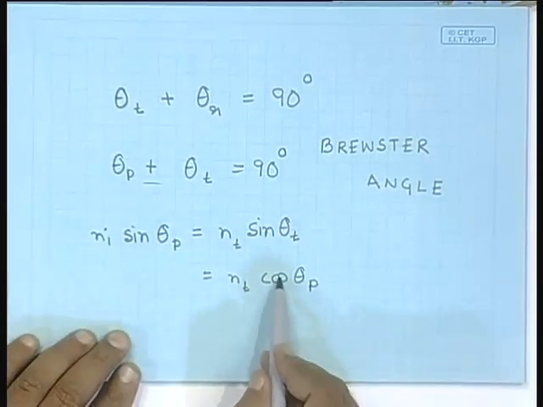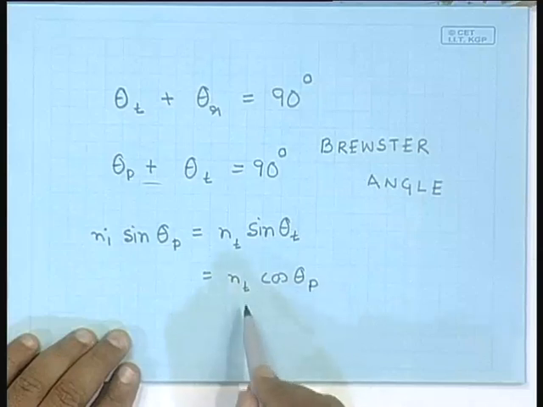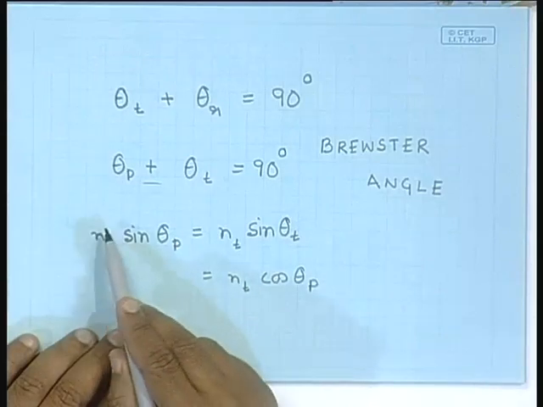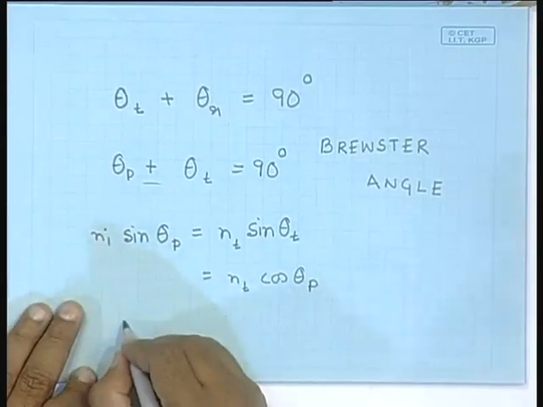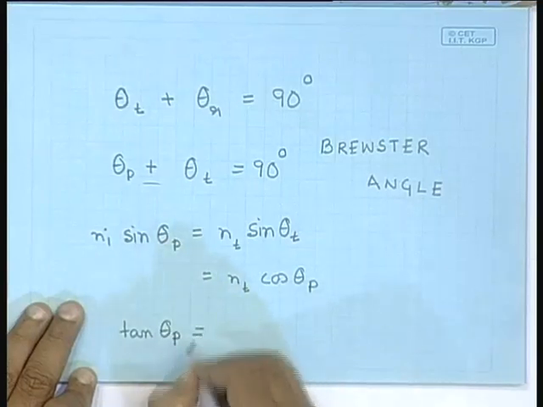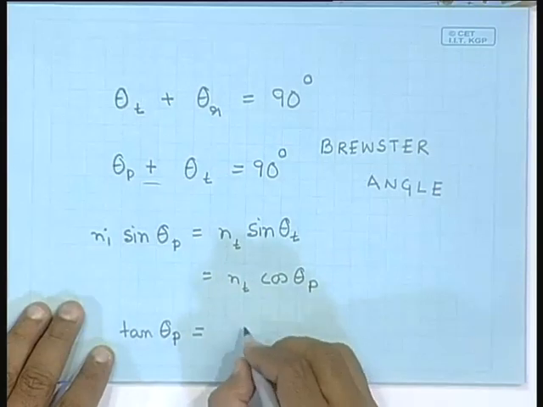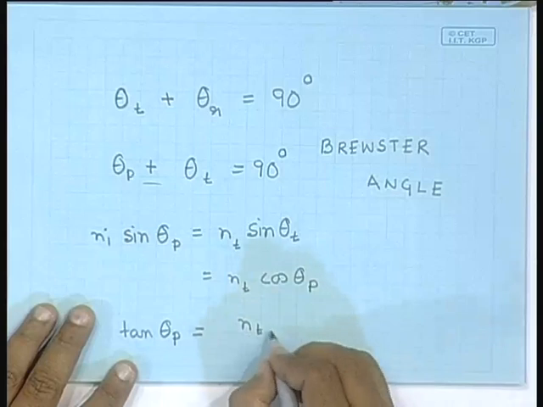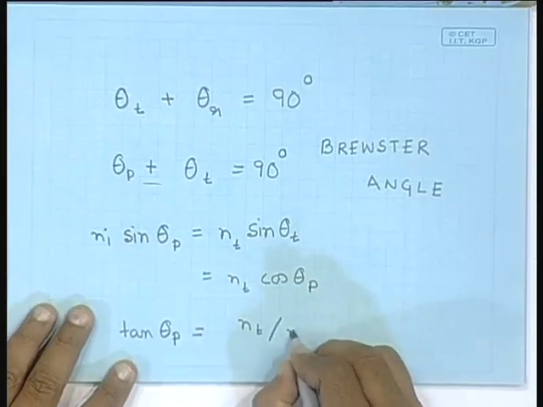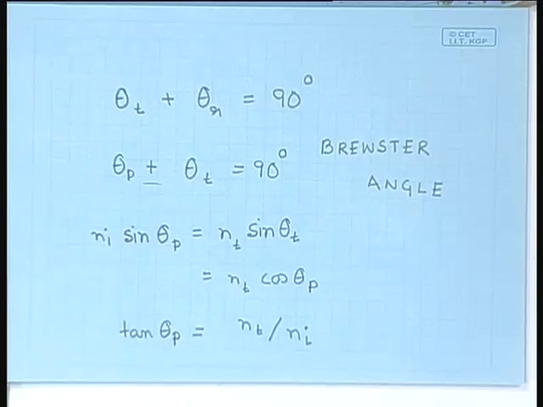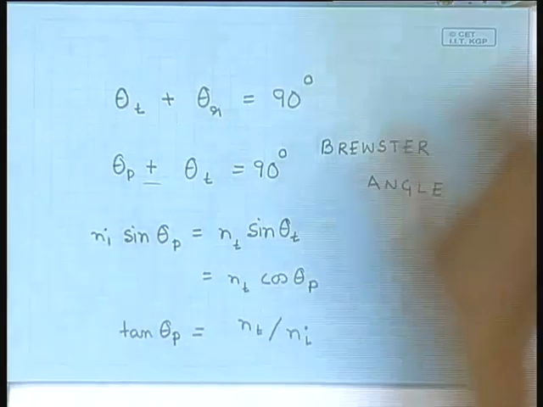Using this, and then if I divide this by cos theta p and divide the whole thing by the refractive index of the incident medium, what we get is that the Brewster angle or the polarization angle should satisfy this relation. It should be equal to the ratio of the refractive index of the transmitted medium divided by the refractive index of the incident medium. So, let me now summarize what we have just learned.